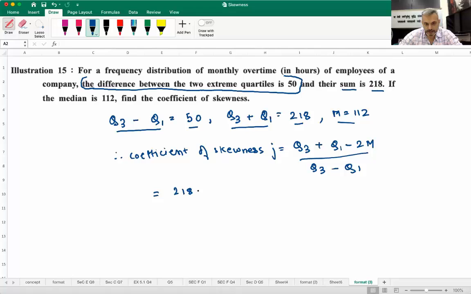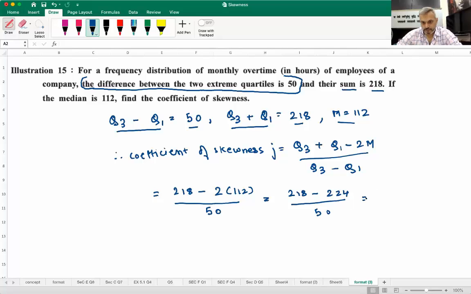So 218 minus 2 into median, which is 112, upon Q3 minus Q1, which is 50, is equal to 218 minus 224 upon 50, which is equal to minus 6 upon 50. So therefore J is equal to minus 0.12. Answer.